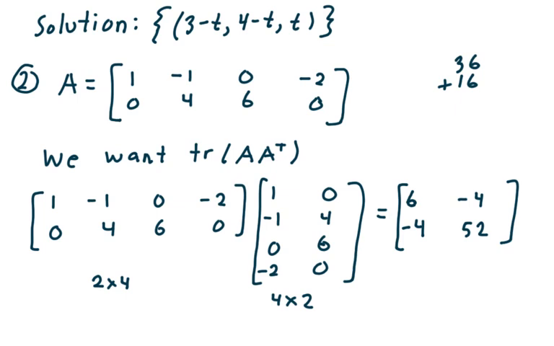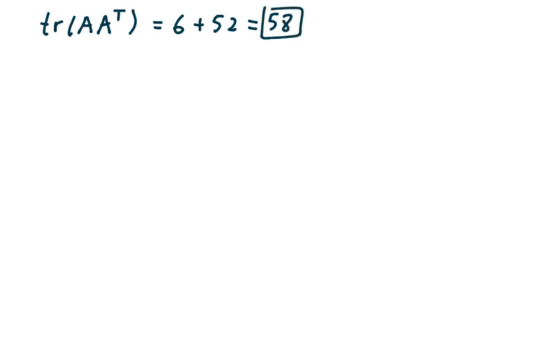And remember, the trace of A transpose is the sum of the entries along the main diagonal. And so here, the trace of A transpose is 6 plus 52, which is equal to 58. And that's how we do problem number 2. Let's take a look at problem number 3.